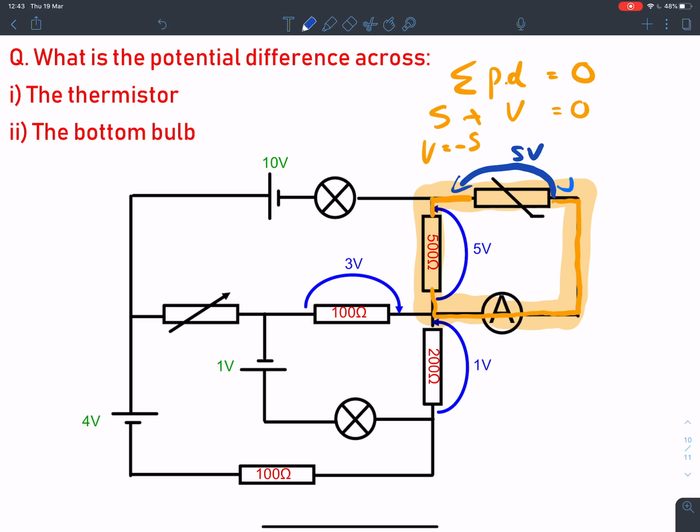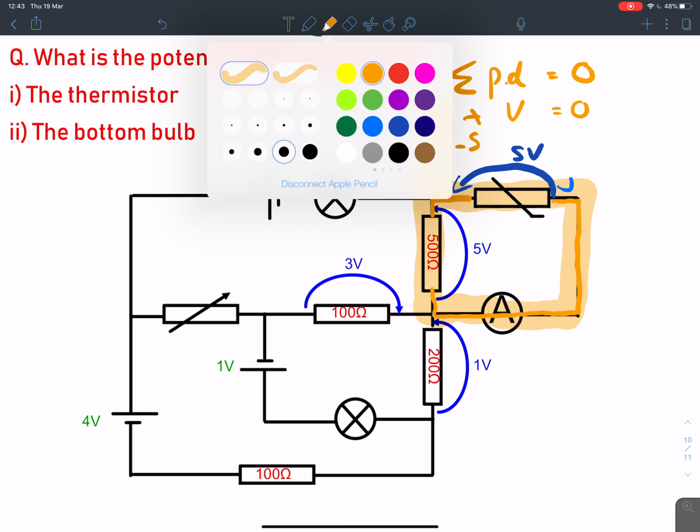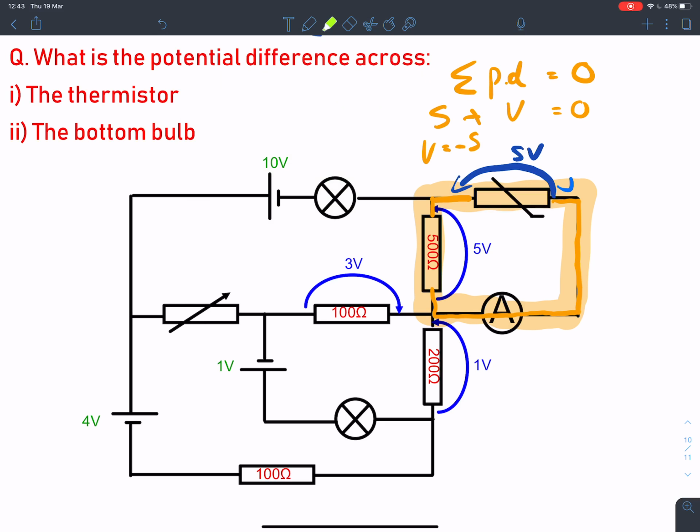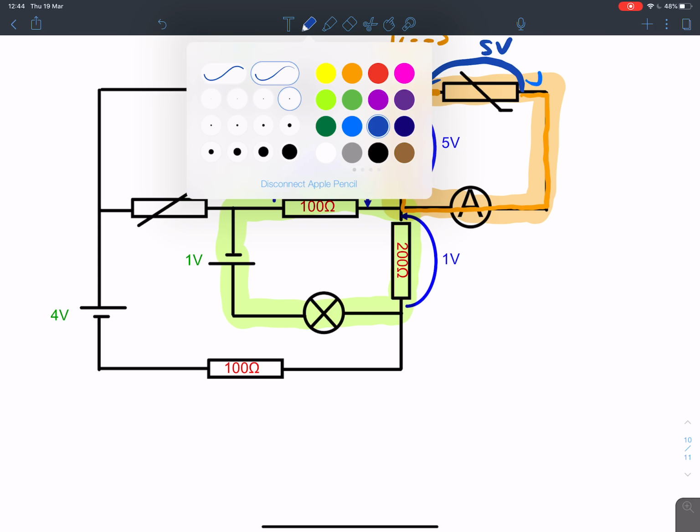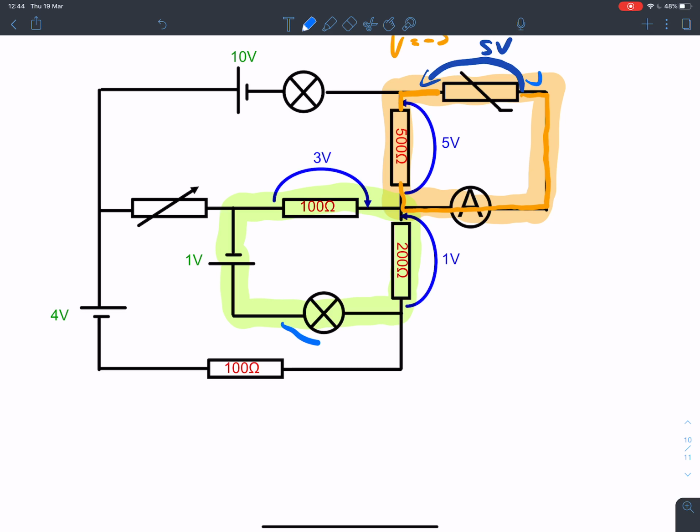Well, what about the second question now? The bottom bulb, this guy here. How are we going to work this one out? Again, we need to find a closed loop. So let's pick this loop here. So what I'm looking for is the potential difference across this guy here. So I've drawn my arrow on, just as we saw before.